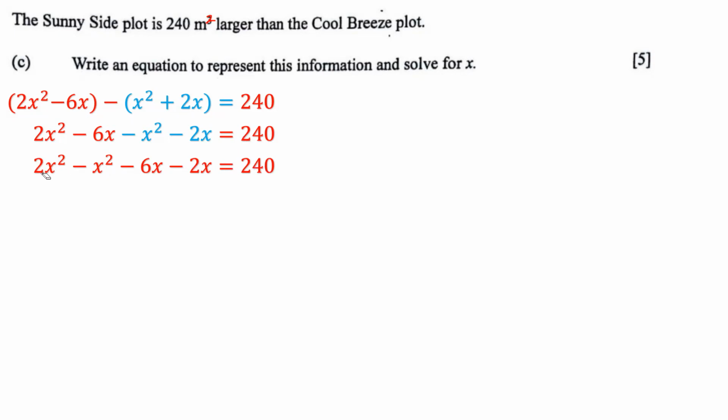That's fine. What is 2x squared minus x squared? My apologies. Well, you can look at this as 1x squared. So basically 2 minus 1, and 2 minus 1 is simply 1. So we have 2x squared minus x squared. That's simply x squared or 1x squared.